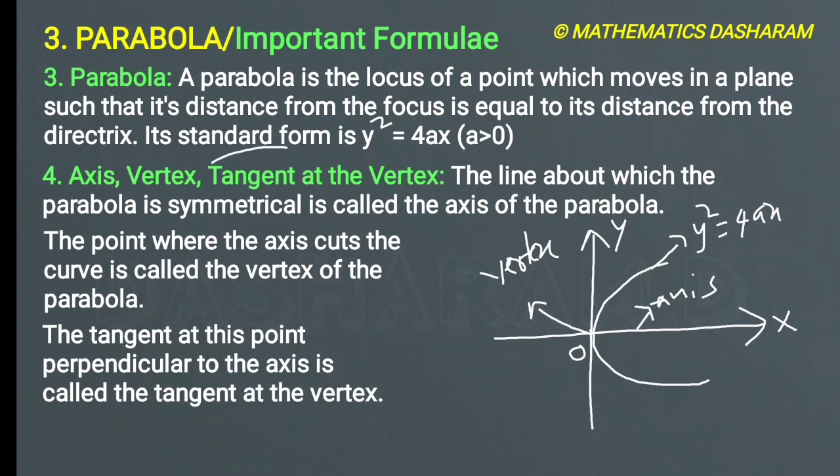Next, the third one is the tangent at the vertex. The tangent at the vertex, perpendicular to the axis, is called the tangent at the vertex. So that means the y-axis is perpendicular to the axis. The axis means the x-axis, so the y-axis is called the tangent at the vertex.